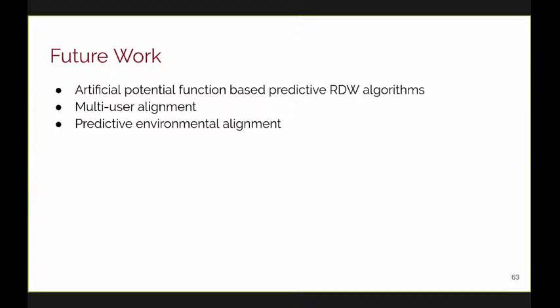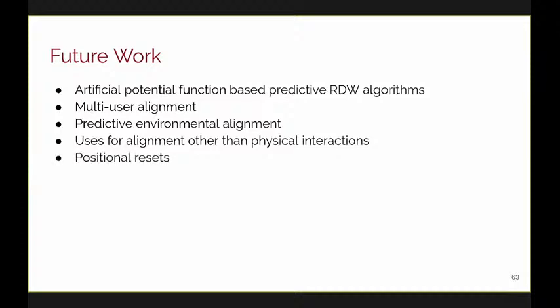Similar to the first point, we're interested in predictive environmental alignment. That is, when we have some sort of notion of the user's intended path, we expect that we should be able to better align to the physical environment. We're also very interested in uses for alignment other than physical interactions. There could be other mappings that would be interesting to explore, and using redirected walking techniques to achieve those mappings could lead to some very promising work.